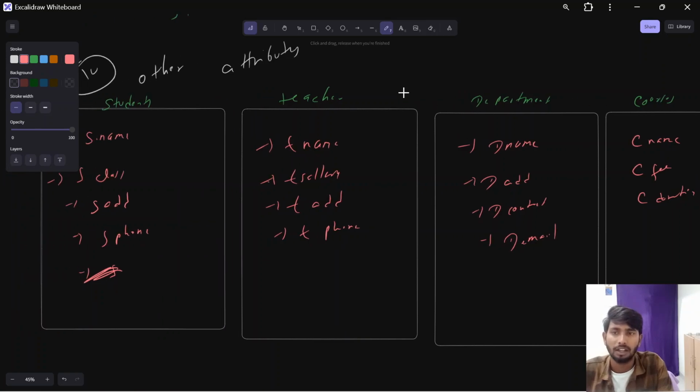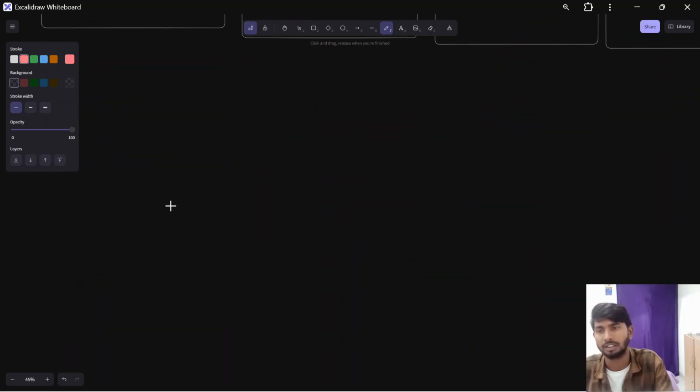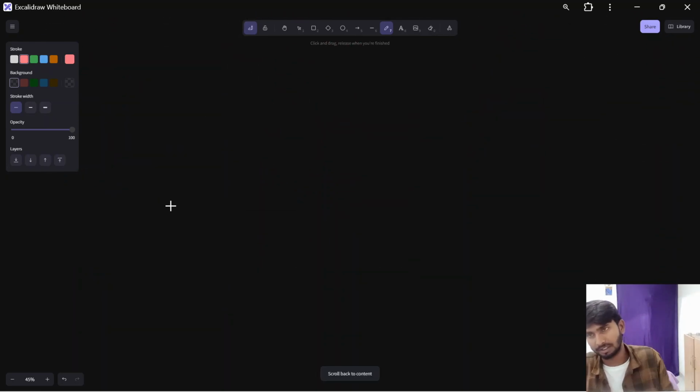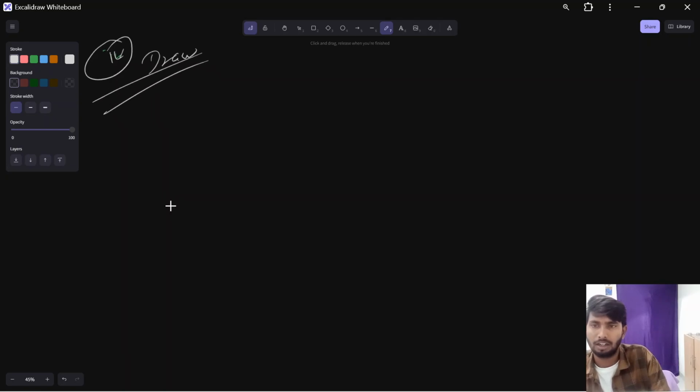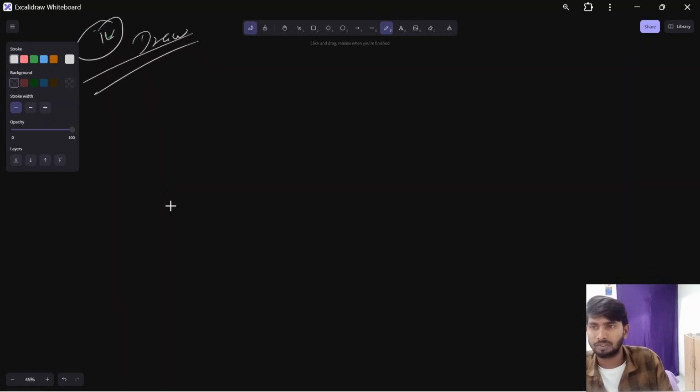Okay. Here we have four tables: student, teacher, department, courses. Okay, done. And each table has some attributes. Next, we have to draw this. Now our main work is here.